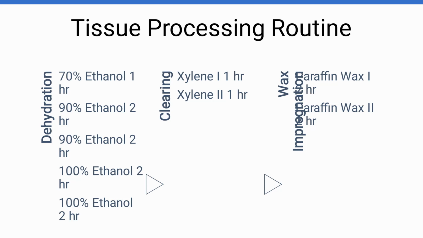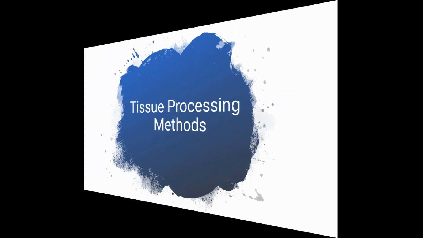In the clearing stage, the xylene also has two changes, and in both changes 1 hour is required. The tissue should be placed in the xylene for 1 hour in each jar. The third stage of tissue processing in the routine is wax impregnation, in which two changes of paraffin wax are present. In the first jar, we put the tissue for 2 hours and also for 2 hours in the second jar. So the tissue processing is completed in the histopathology lab.